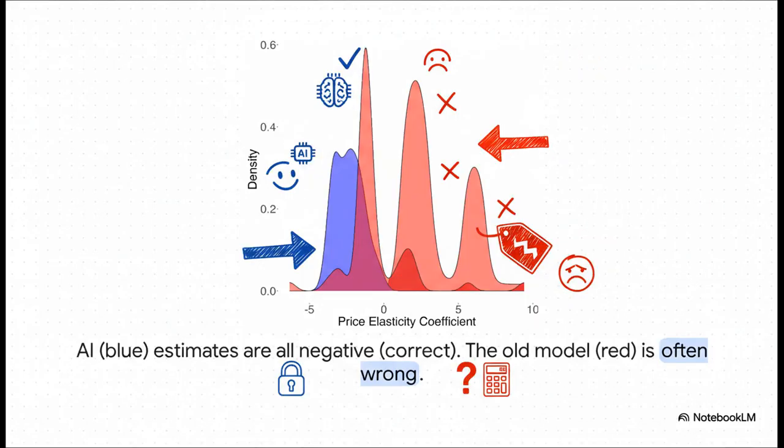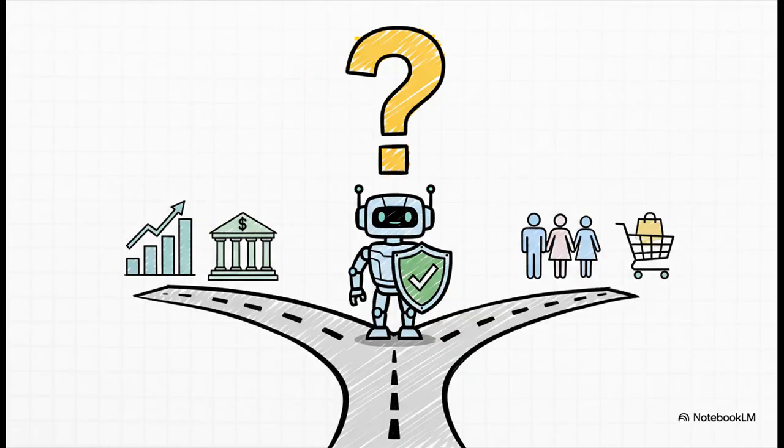This final chart just says it all. The blue curve, that shows the elasticity estimates from the AI model. Notice how it's entirely on the negative side of that graph, which is exactly where it's supposed to be according to economic theory. Now look at the red curve from the old model. Yikes. It's not only way less confident, but a huge chunk of it is over on the positive side, representing those physically impossible predictions. Okay, so let's process that. The AI model is clearly more accurate.